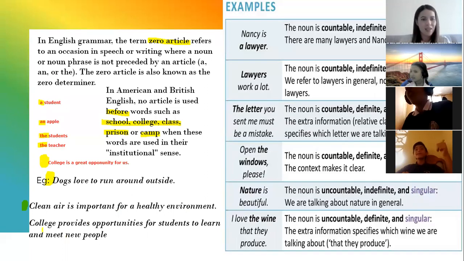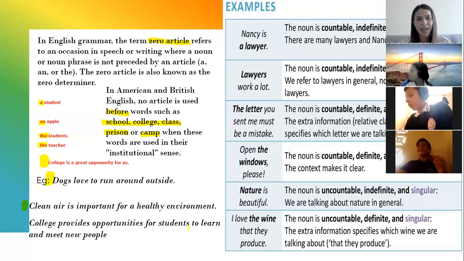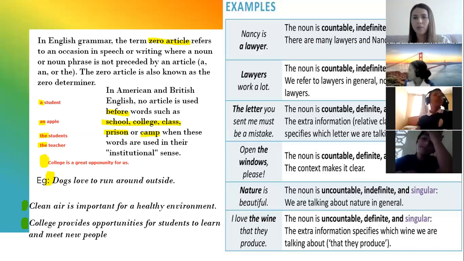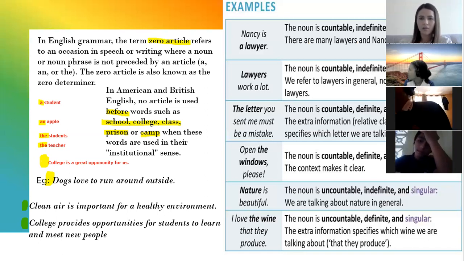Sometimes not. College provides opportunities for students to learn and meet new people. Okay? You see, college is one of the common words that don't need to have an article before. Examples. Nancy is a lawyer. The noun is countable, indefinite, and singular. There are many lawyers, and Nancy is one among many. Okay.